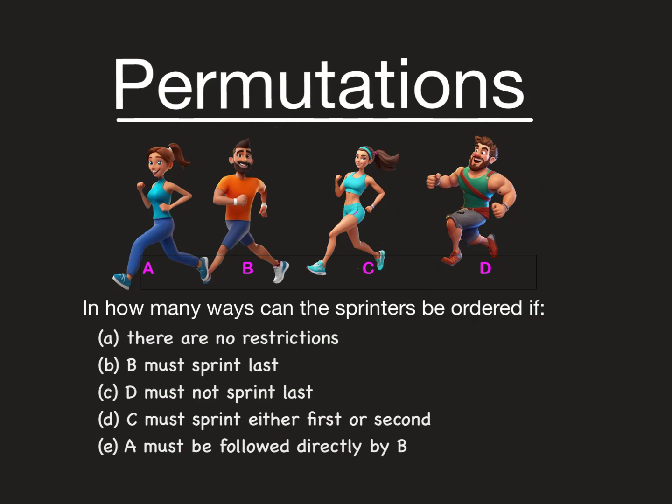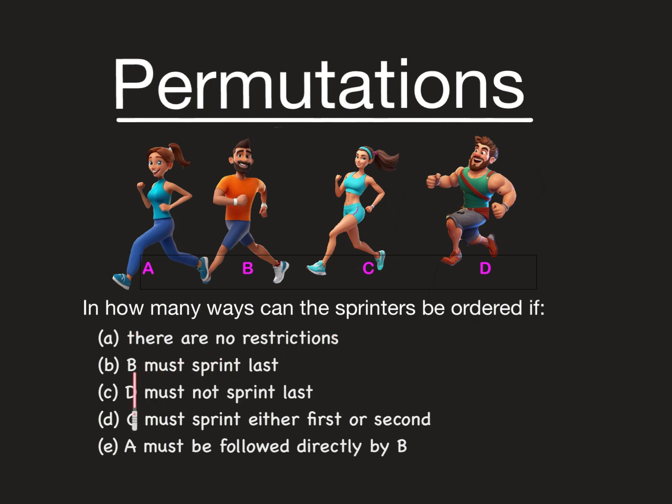Here we have another example of permutations. We will look at how many ways the sprinters can be ordered. And we must remember that in permutations, the order is extremely important. We look at a number of examples, and one of them is going to be that there are no restrictions.